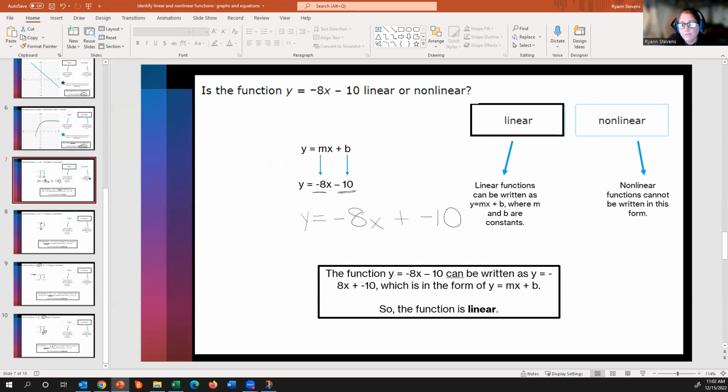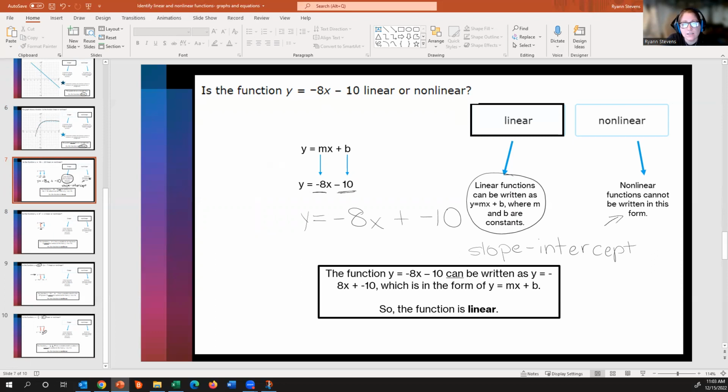If the equation can be written as y equals mx plus b, where m and b are constants or numbers, which we also know as slope-intercept form, okay? So slope-intercept form. If it can be written like that, then we would say, yes, it is linear. If it cannot be written in this form, we would say it's nonlinear.